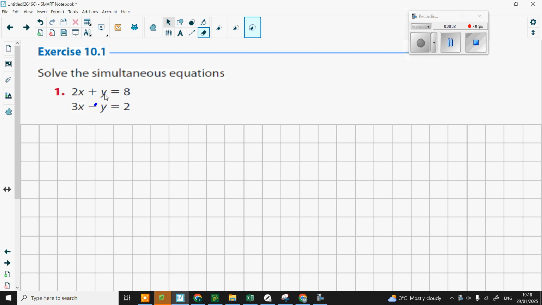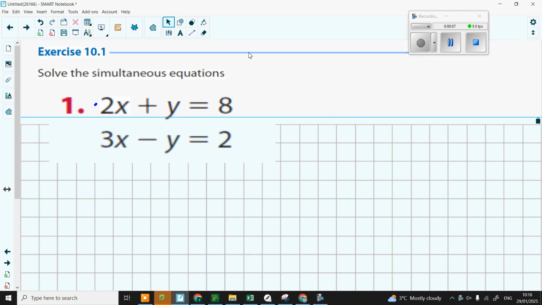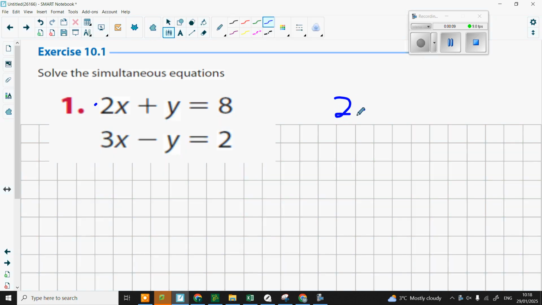This is what's called a simultaneous equation. Simultaneous equations have two letters. It can be A and B, so it could be 2A plus B equals 8, 3A minus B is 2. Everybody happy with that? It could be anything you want.